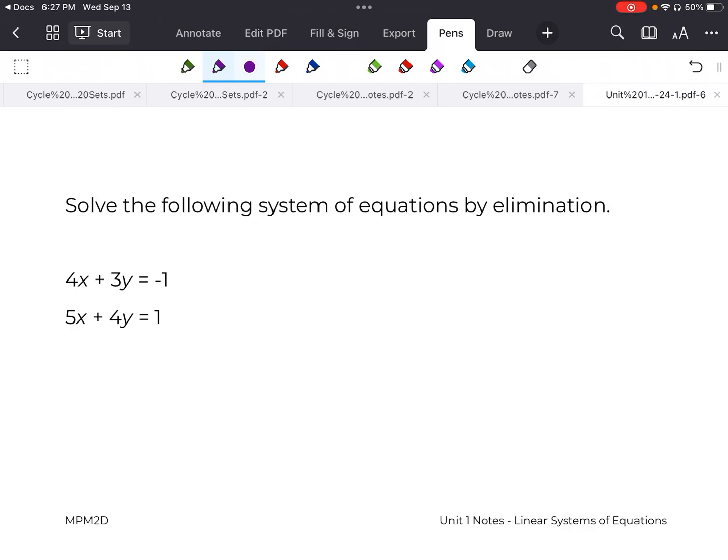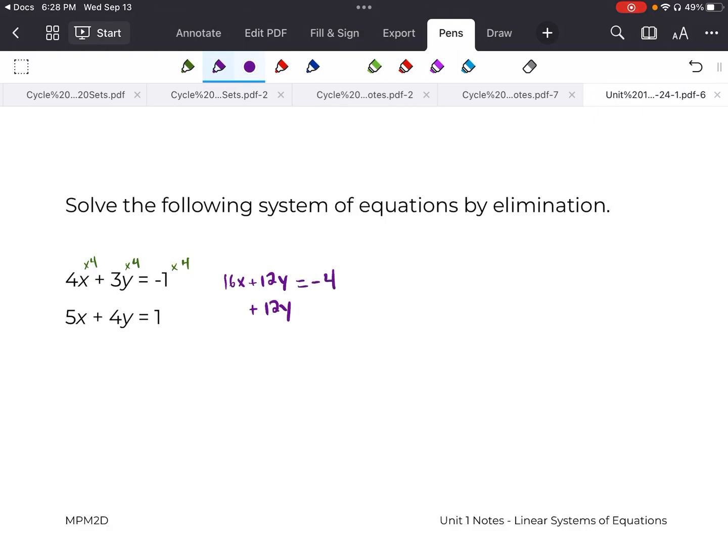So we want to change the y's to 12. So how did we get to 12 from 3? Well, we multiplied by 4, so we're going to multiply this entire top row by 4. And we'll end up with 16x plus 12y equals negative 4.